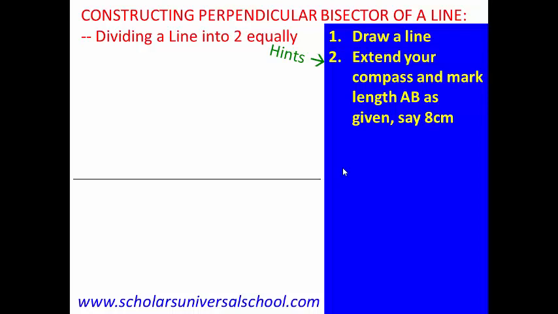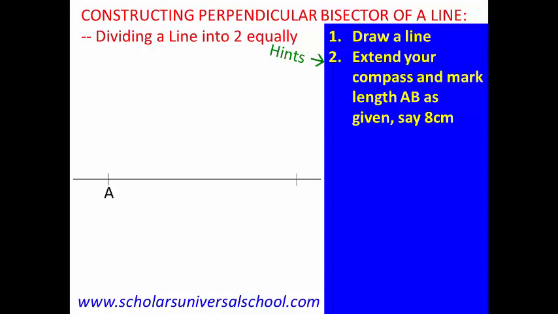The most important thing is you draw the line and you extend your compass to the measurement you want to use. I want to use 8 centimeter, so I will extend my compass to 8 centimeter and use it to mark the line. When I use it to mark the line, I can label it AB. It's not compulsory that you label it AB. You can label it XY, FC, or MN. You can use any alphabet to label them.